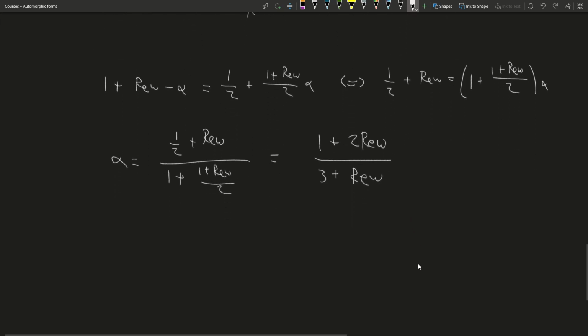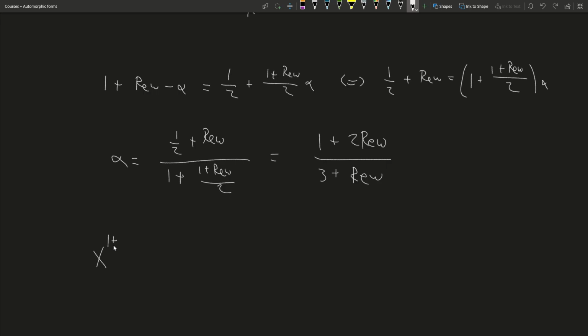And what that means is that the error term we end up getting is x to the 1 plus the real part of w, and then we have t to the minus 1, and t is x to this much, so minus 1 plus 2 times the real part of w over 3 plus the real part of w, and we have a plus epsilon here. So that's the error term we end up getting.